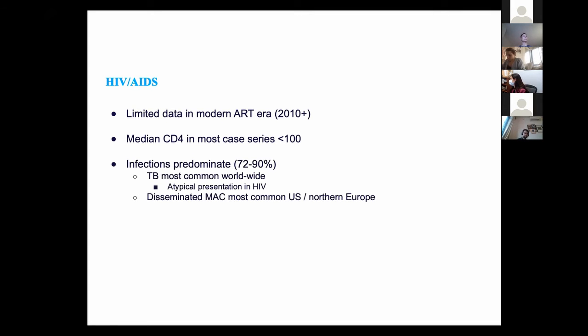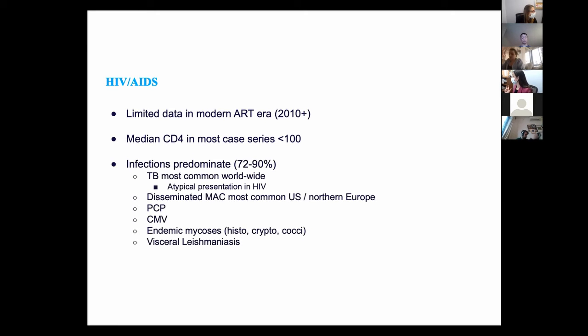Disseminated MAC is the most common in the US and Northern Europe. And then PCP and disseminated CMV. All of these have really become much less common nowadays with really effective antiretrovirals. And then the endemic mycoses like histoplasma, cryptococcus, coccidiomycosis.